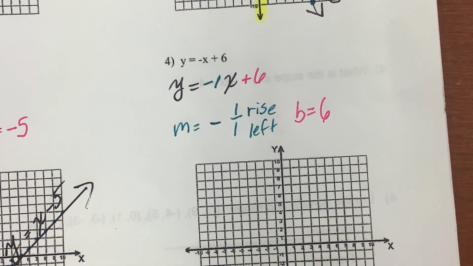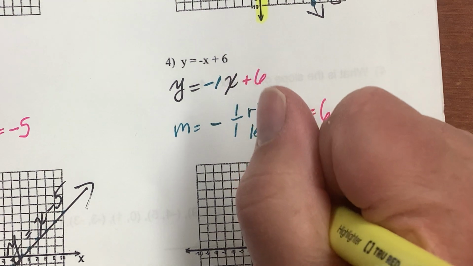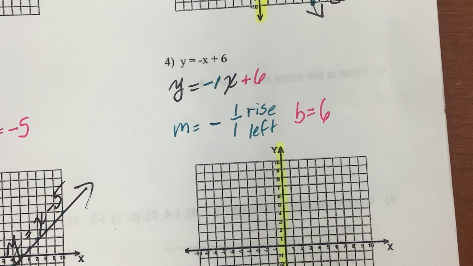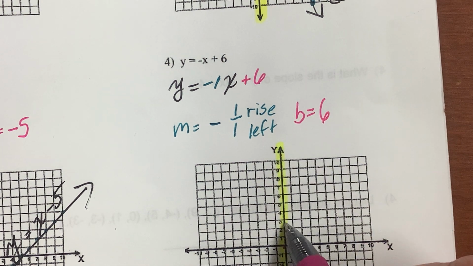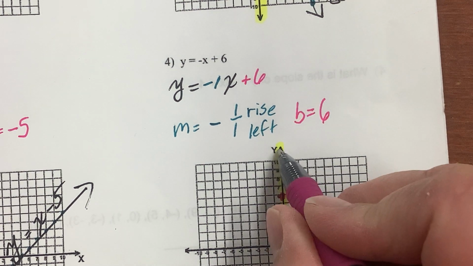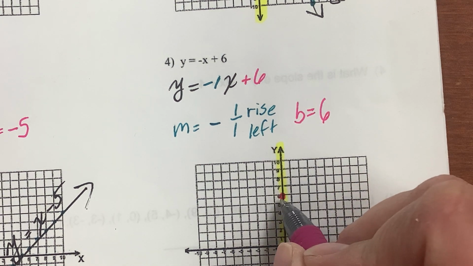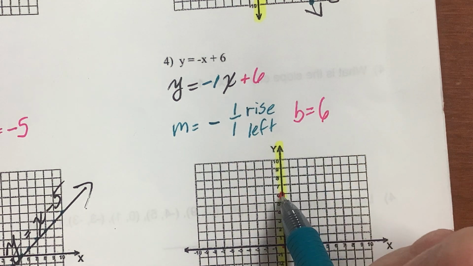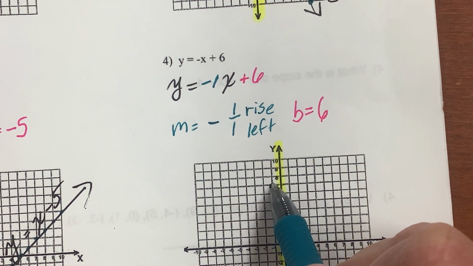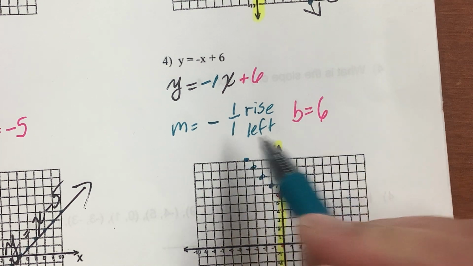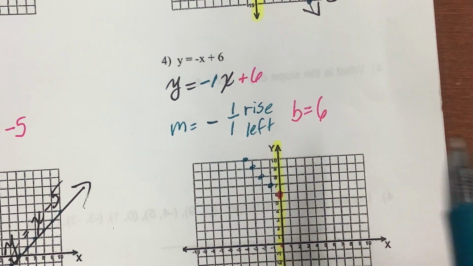Okay. Highlight your y-intercept, and I'm going to count up from the center along the yellow line 1, 2, 3, 4, 5, 6 to get my y-intercept. Make sure you're on the y line. And now rise 1, left 1, rise 1, left 1, rise 1, left 1, rise 1, left 1. This is a negative slope. You can already see it's going down.